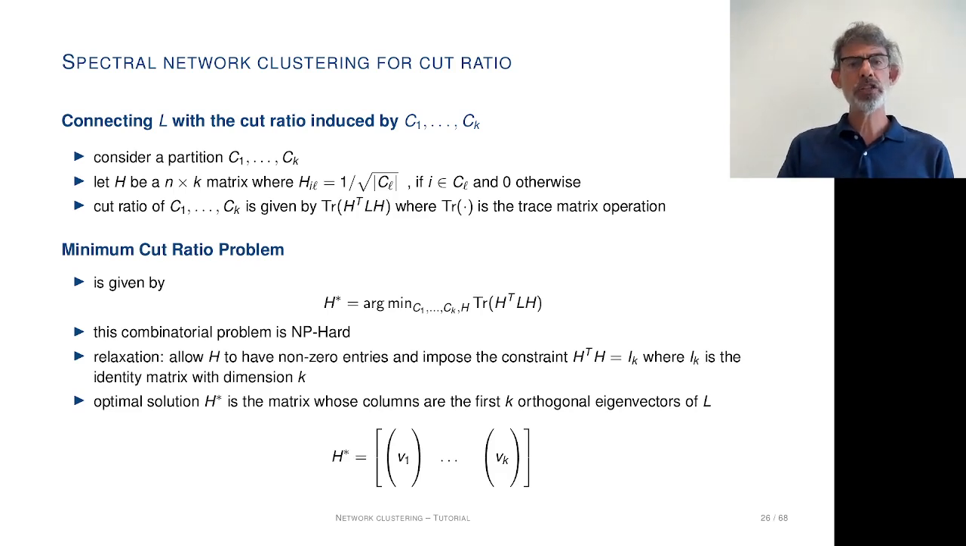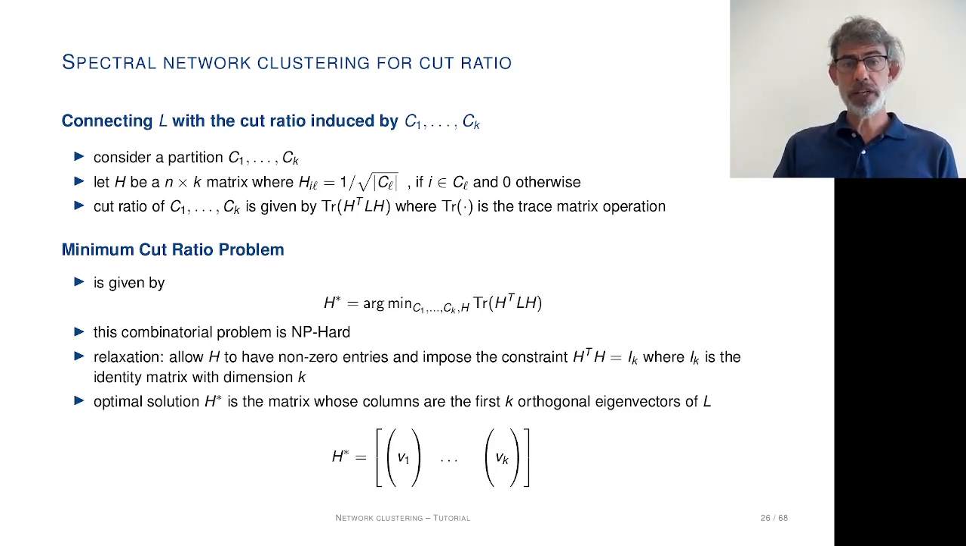So we can connect the Laplacian with the cut ratio induced by a particular partition in the following way. Consider a matrix H, which is an n by k matrix, where H_il is 1 over the square root of the size of cluster L if i belongs to C_L, and 0 otherwise. Note that in this matrix, each row only has one entry that is non-zero, every other entry is 0. So the cut ratio induced by a particular cluster assignment is given by the trace of the matrix H transpose L H. You can do the calculation, that will give you the cut ratio.